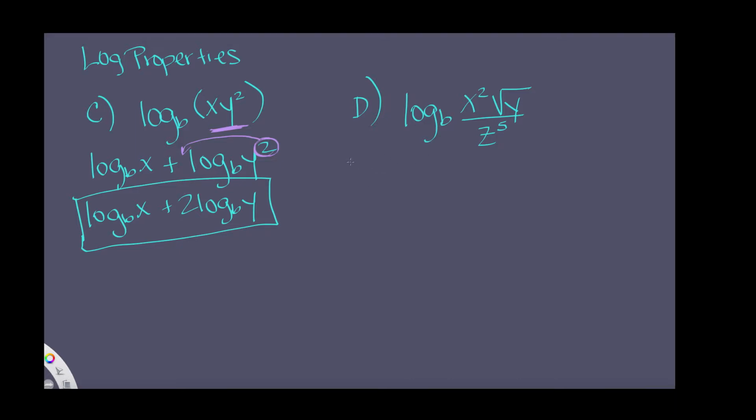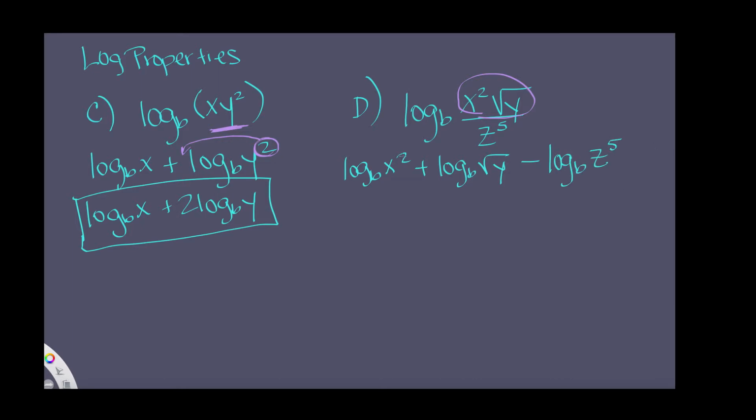I'll start with the product that's up top. Log base b of x squared plus log base b of the square root of y. And then the z to the 5th is down in our denominator, so that's our quotient, right? So it's really the quotient of this whole thing, this x squared square root of y divided by z to the 5th. So the z to the 5th, we're going to subtract log base b of z to the 5th.